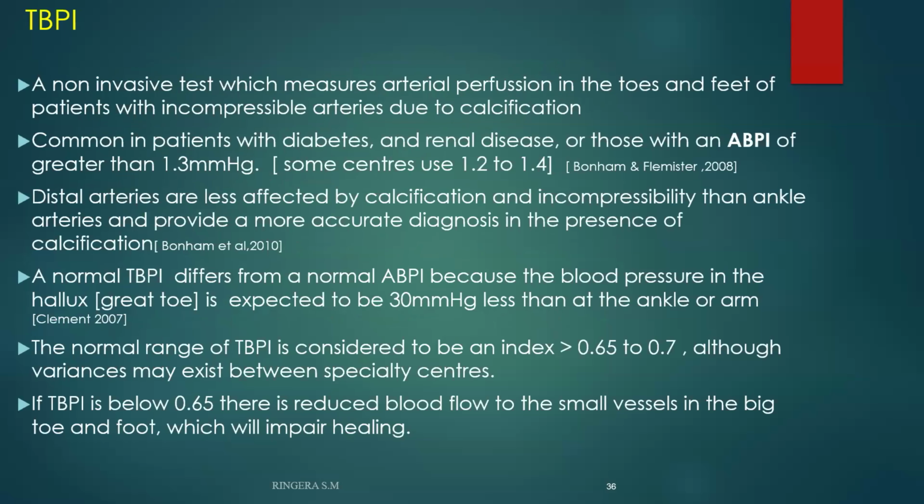So a toe brachial pressure index is a test which measures the arterial perfusion in the toes and the feet of patients with incompressible arteries due to calcification. That's the patient in whom you have done an ABPI and found that it is above 1.2. It's common in patients with diabetes, those with renal disease, or those with an ABPI of greater than 1.3. Of course, some centers will accept 1.2 to 1.4.